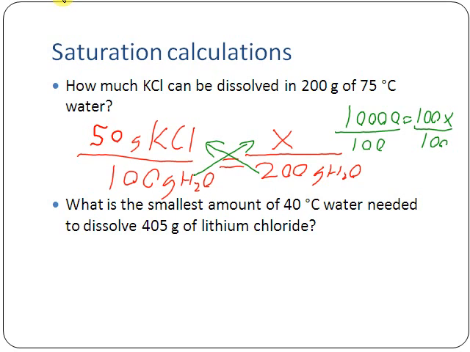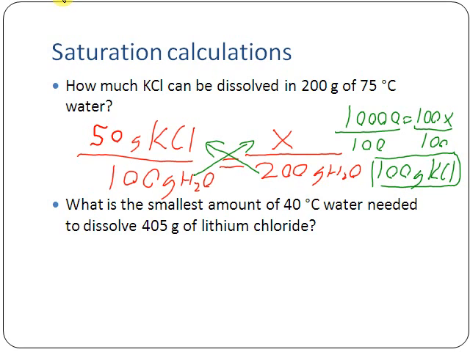And so in this case right here, I say 10,000 divided by 100, I get 100. And so x equals 100. And so I could manage to fit 100 grams of KCl into 200 grams of water at 75 degrees C. Now, to some extent, that should make sense here, because from our chart we said that we could fit 50 grams in 100 grams of water. And so in 200 grams, I should be able to fit twice as much. And sure enough, I can.